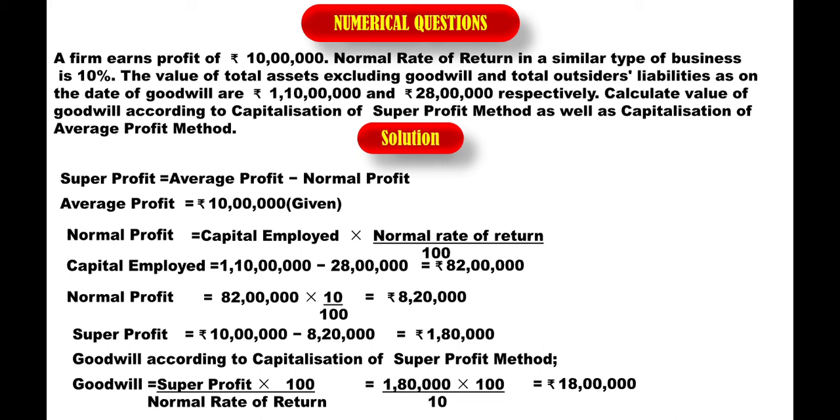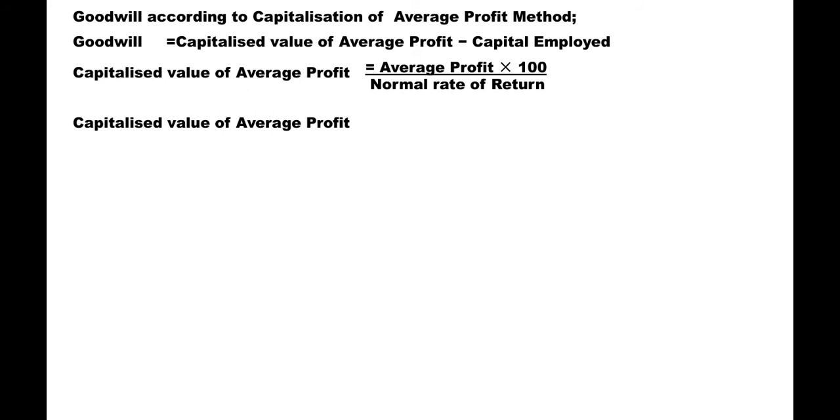Now we need to find out the goodwill according to the capitalization of average profit method. So goodwill equals capitalized value of average profit minus capital employed. First we need to find out the capitalized value of average profit. This is the formula, and average profit was already given in the question, that was 10 lakh rupees. By putting the 10 lakh into the formula, we can easily get the value. The capitalized value of average profit is 1 crore.